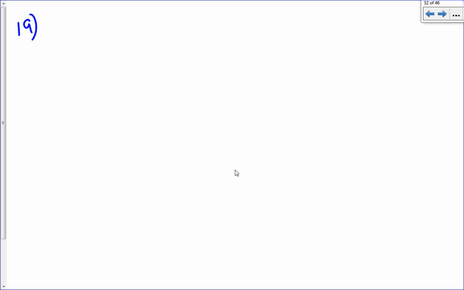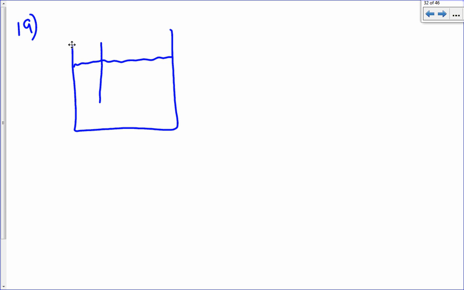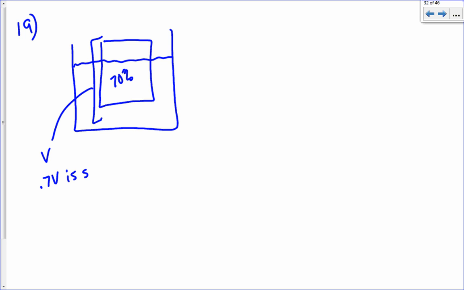What is the density of a piece of wood that floats in water with 70% of its volume submerged? So I have this piece of wood, and if 70% of its volume is submerged, 70% or 7/10, 0.7 times its total volume. So if the volume of the block is V, then 0.7 times V is submerged.